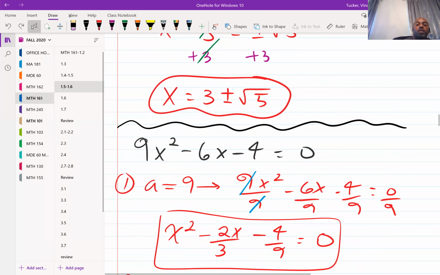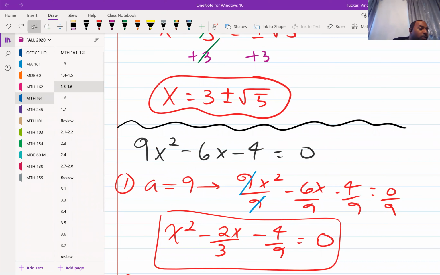All right. So next one, 9x squared minus 6x minus 4 equal to 0. So this time a is equal to 9. So we will have to perform step 1. A is equal to 9, so we're going to divide each term by 9. And what's in the box is the result.